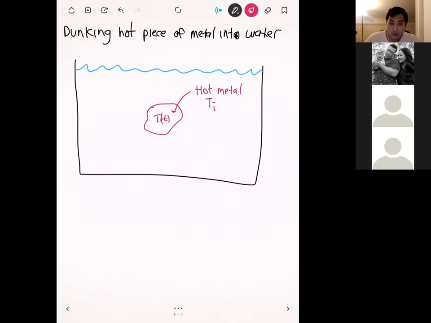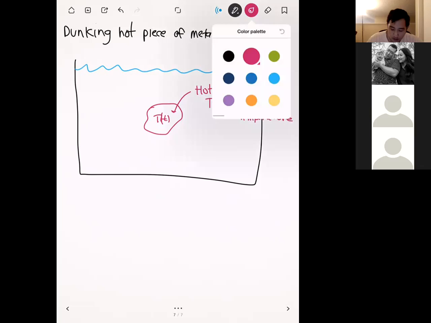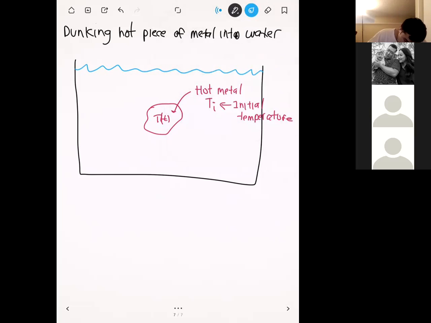And so we'll call that initial temperature Ti. Okay. Meanwhile, the water here has its own temperature. Okay, so we'll call that T infinity. And then, because the water is cooler, we'll say that T infinity is less than Ti. Okay. Right.